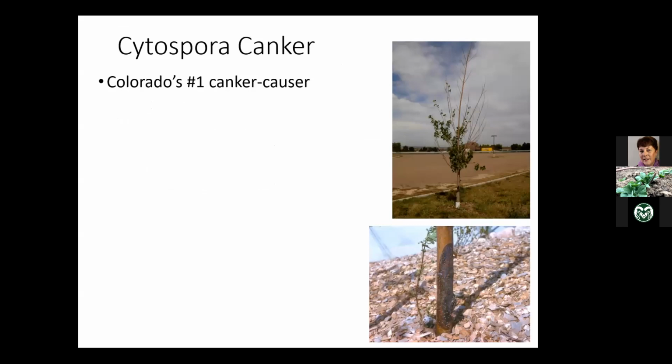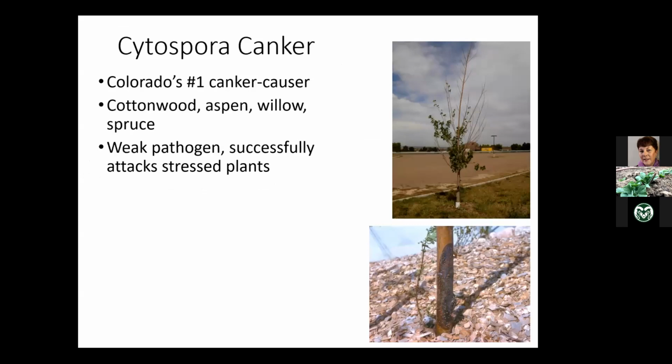Cytospora canker is our number one canker causer, and it goes to cottonwood, aspen, willow, spruce, peach trees, apple trees. It goes to all sorts of trees, ash trees. We're looking at this as a huge problem. It also is a weak pathogen, meaning that it is there, not usually causing a lot of damage until the plants get stressed. So especially for our trees, putting them in the right spot, making sure that they get good cultural care can go a long way to reducing the infection in the plants.